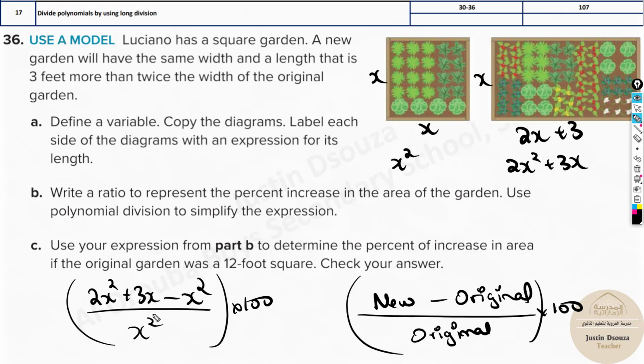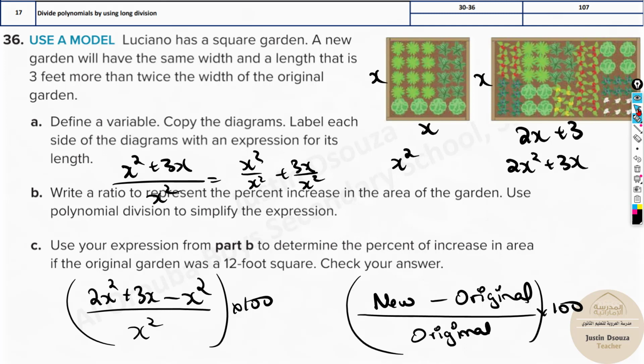Now this can be simplified further. I'll just write it up. This will be x squared plus 3x divided by x squared, multiplied by 100. But this also can be simplified. How? Distributive property. This is x squared by x squared plus 3x by x squared.